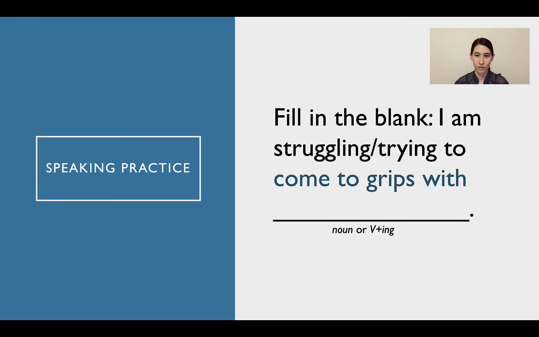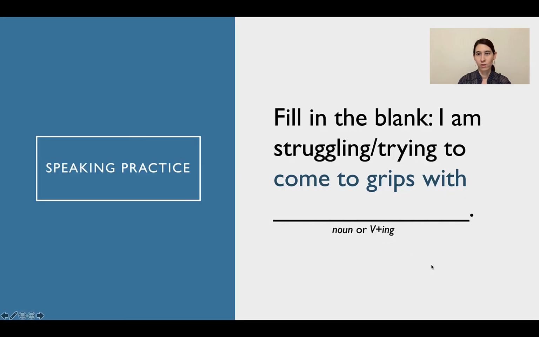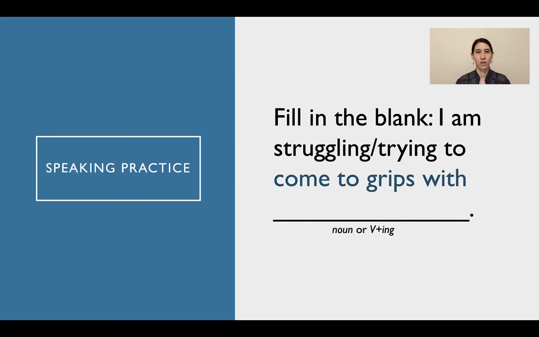Remember, gerund is verb plus ing. So in my example where I said losing would be a gerund. So fill in the blank. I'm struggling or I'm trying to come to grips with. So what's something that you are trying to accept or you're trying to deal with or you're trying to make an effort to understand? And it could be a situation, a thing, or a problematic person. So I'm struggling or I'm trying to come to grips with.